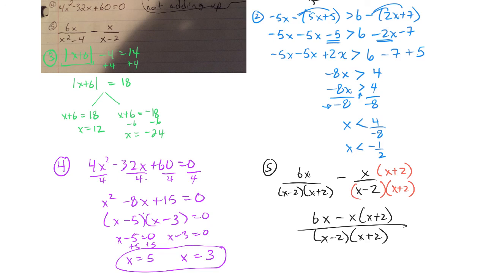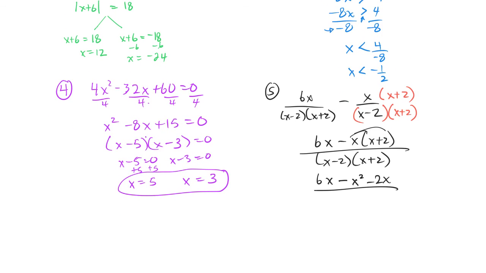And then on the top, I can simplify, multiply that through. So it'll be 6x minus x squared minus 2x all over the common denominator, x minus 2, x plus 2. And then I'll put a minus x squared, and then I can combine the x terms. 6x minus 2x is a positive 4x all over x minus 2, x plus 2. And that's where I'd stop.